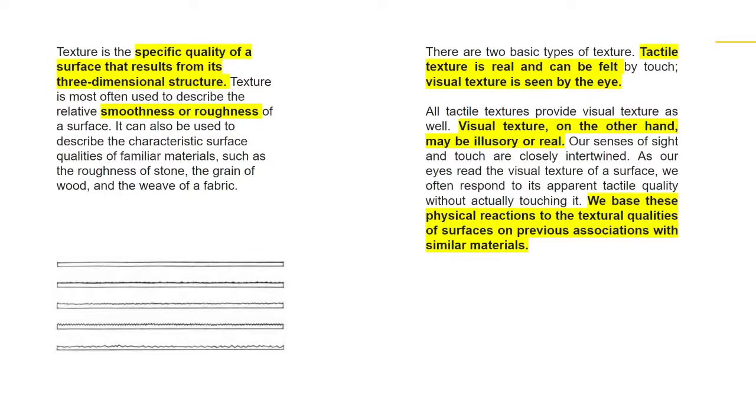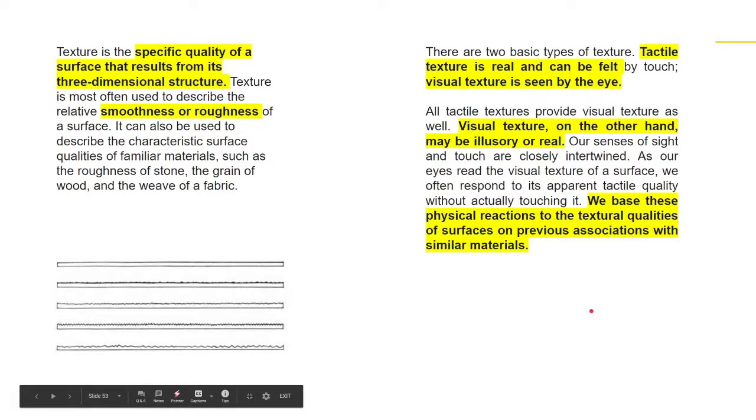It can also be used to describe the characteristic surface qualities of familiar materials, such as the roughness of a stone, the grain of wood, and the weave of a fabric. These materials, when combined, create a visual and tactile experience in architecture and interior design. So there are two basic types of texture. You have tactile texture, which is real and can be felt, and then you have visual texture, which can be seen by the eye.